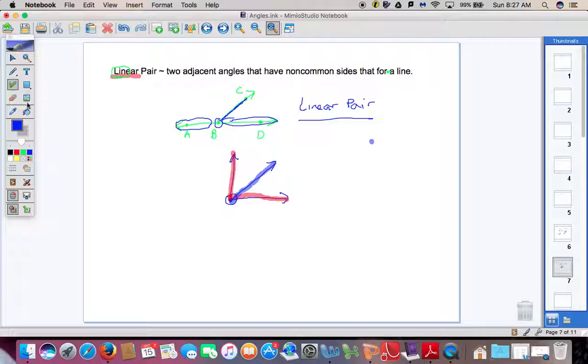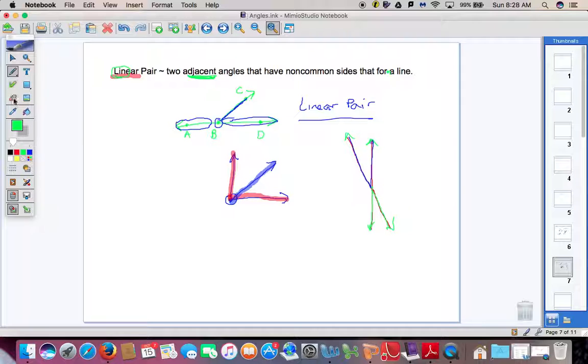And then what about this angle here? Let's talk about that. Okay, so would this angle here and this angle here be considered a linear pair? Well, the answer is no. They're not a linear pair because they're not adjacent angles. Okay, they're not adjacent angles.